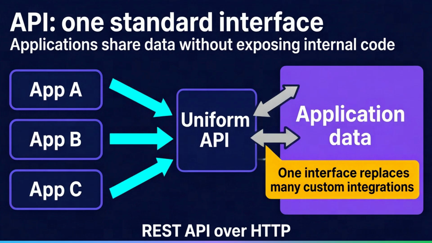That is the job of an application programming interface, or API. It gives outside applications a uniform doorway to an application's data. A monitoring tool, controller, and automation script can exchange information without learning one another's internal code. For network automation, that doorway is commonly a REST API carried over HTTP.